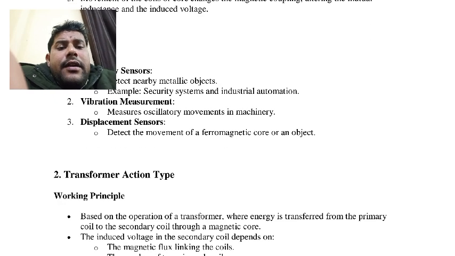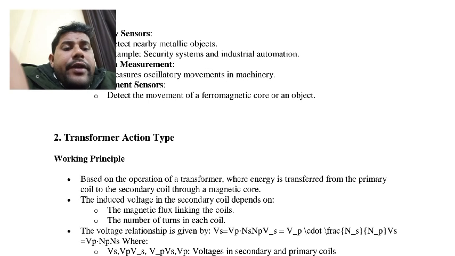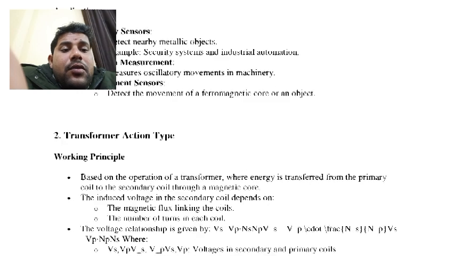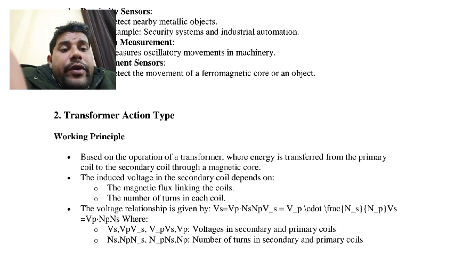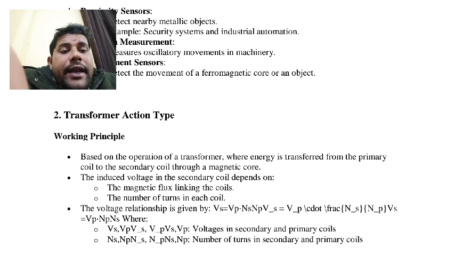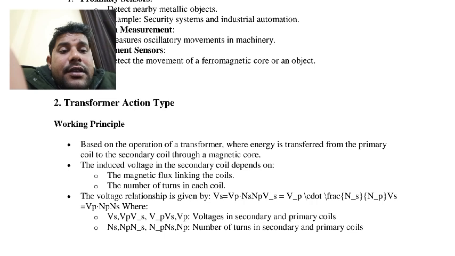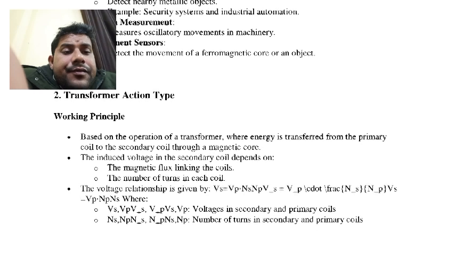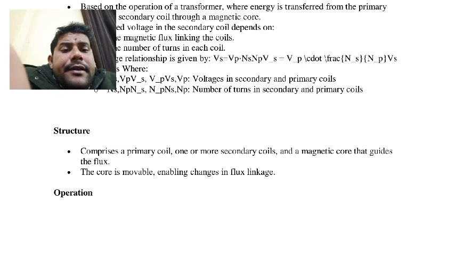Second is the transformer type action. Based on the operation of a transformer, energy is transferred from the primary coil to a secondary coil through a magnetic core, so the induced voltage in the secondary coil depends on the magnetic flux linking the coils and the number of turns in each coil. The voltage relationship is given by.